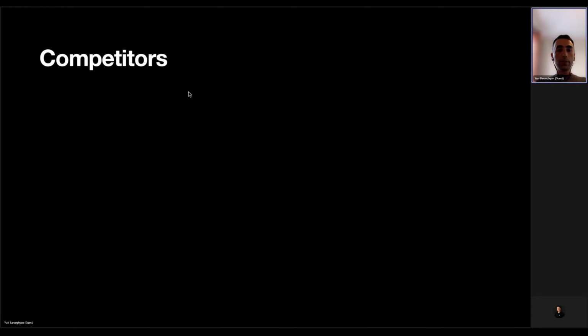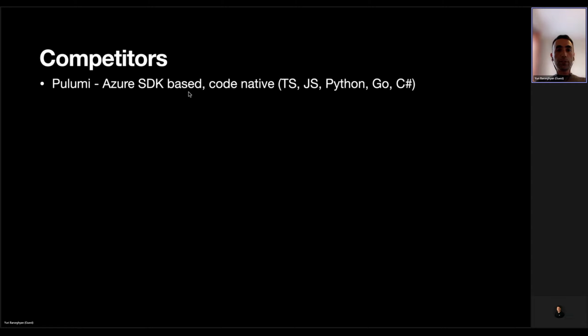There are some competitors. There is Pulumi, which is SDK based, and it's code native, as they call themselves. The point of code native is that you can use the power of familiar programming languages, like those mentioned here, and the tools provided by those languages to define your infrastructure, compared to a custom DSL like HCL, for example.